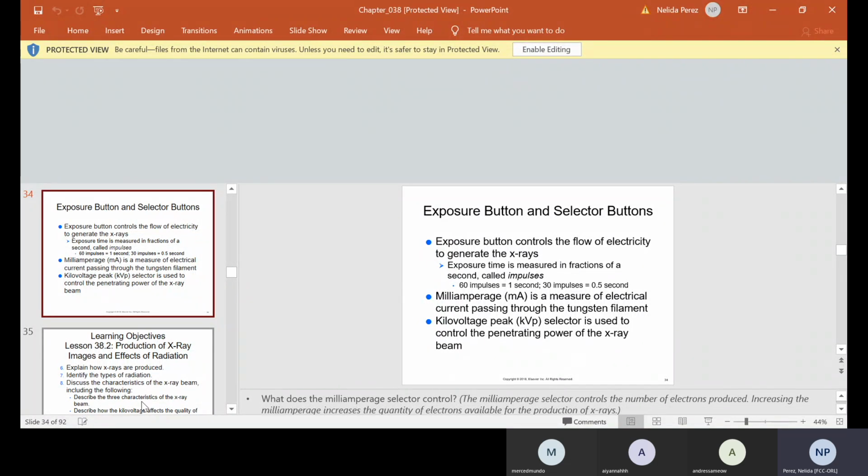Exposure time is measured in fractions of a second called impulses. 60 impulses equal 1 second, 30 impulses equals 0.5 seconds. So this is where you press that button.